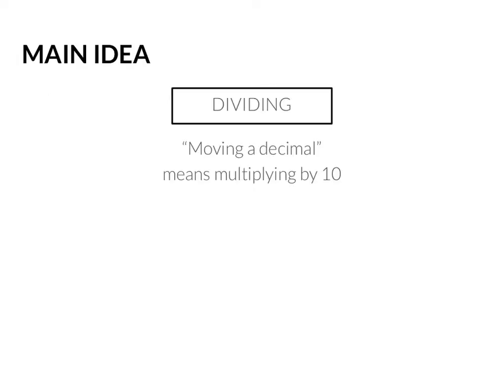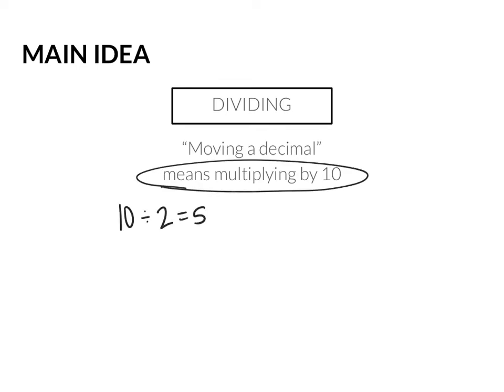Now again, the main idea, you don't need to copy, you're just watching. When you practice moving a decimal, when you're dividing, what this means is that you're multiplying by 10. Think of it this way. If I have 10 divided by 2, that gives me 5.